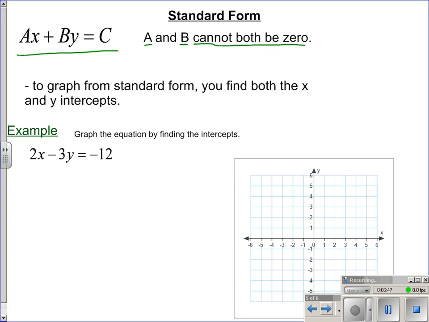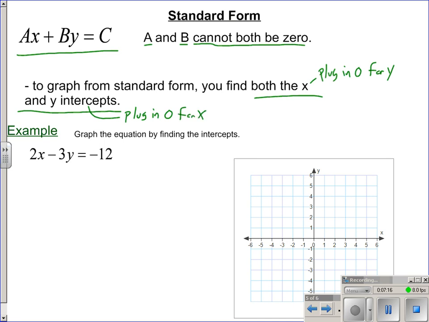All right, to graph from standard form, what you are going to do is find both the x and the y-intercepts. So to find the x-intercept, you're going to plug in 0 for y. To find the y-intercept, you're going to plug in 0 for x.